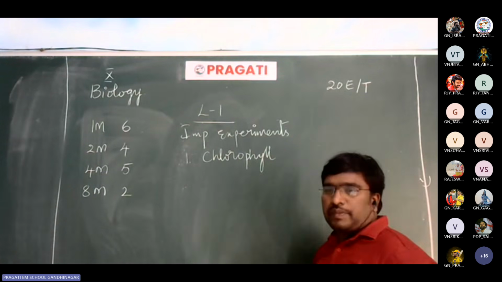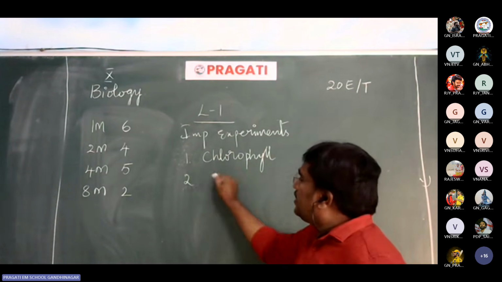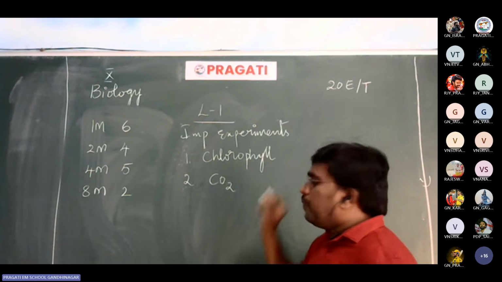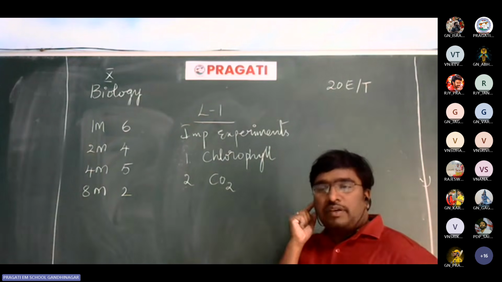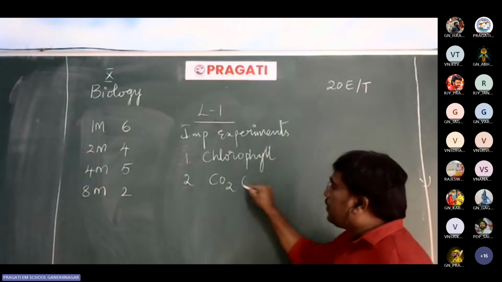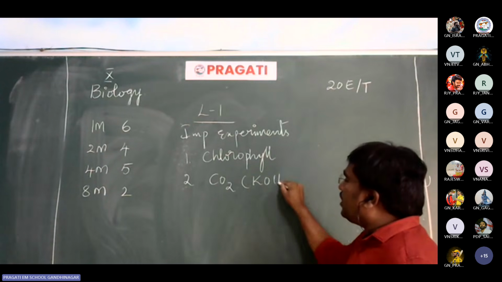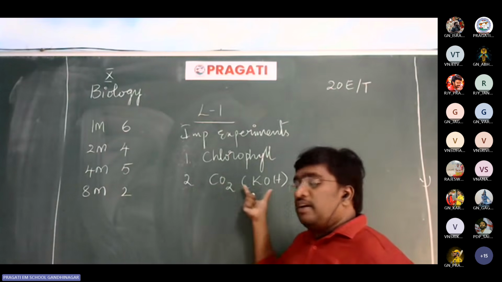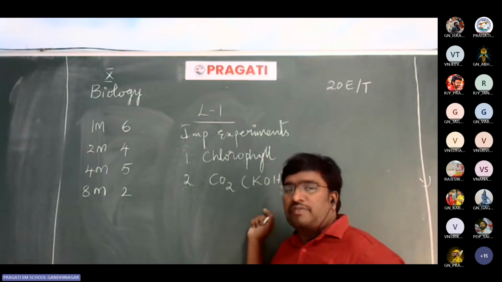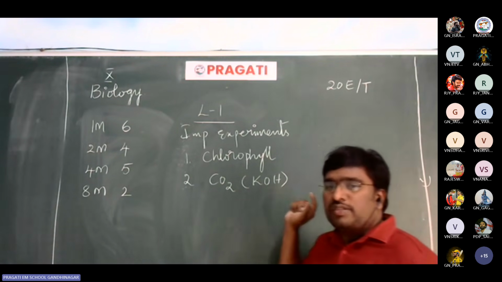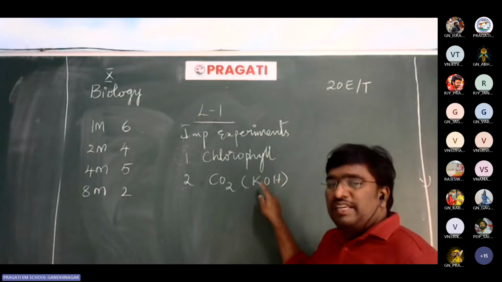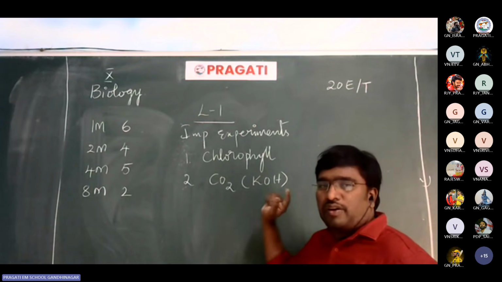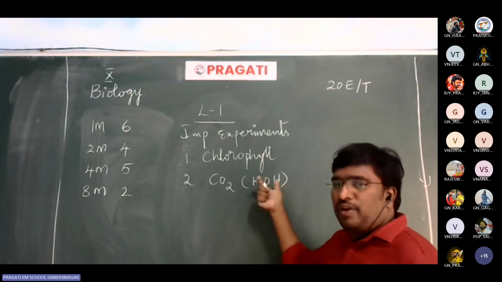Chlorophyll experiment. And second one is carbon dioxide. Importance of carbon dioxide, or KOH experiment. This is also called the KOH experiment. In this question, what is the importance of KOH, children? KOH is important for absorbing carbon dioxide. Okay, that is a key point here.